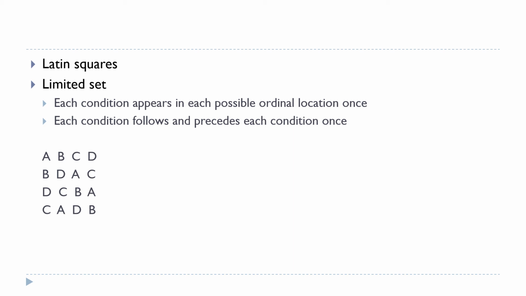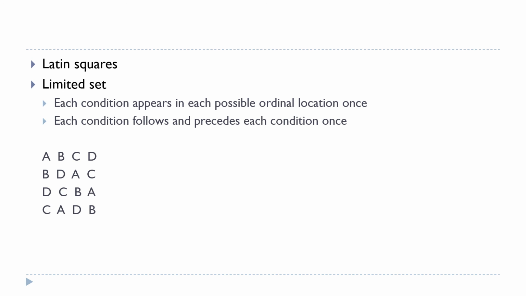So for example, let's go ahead and take a look at B. B occurs second here, first here, third here, and fourth here. So it's in every possible ordinal location. B is after A here and before C here. It's before D here. It's after C and before A here. And it's after D here. So you can see how it's before or after A, C, and D in these different rows.